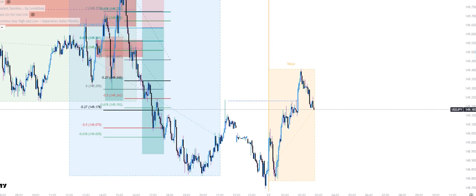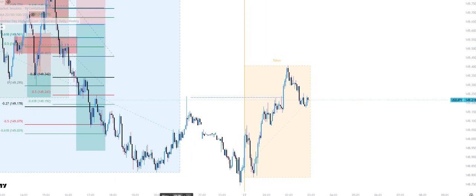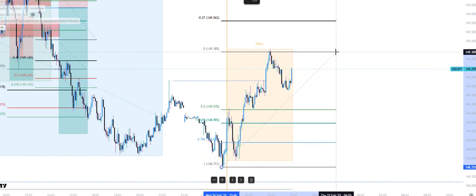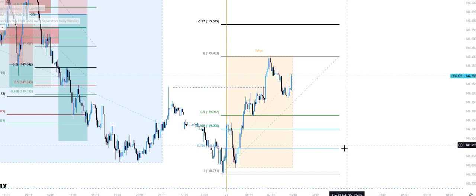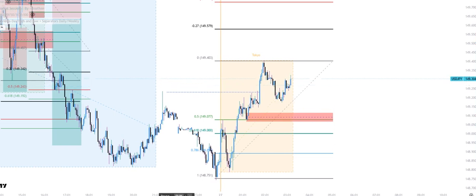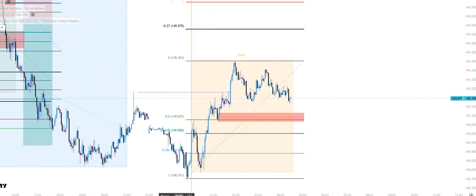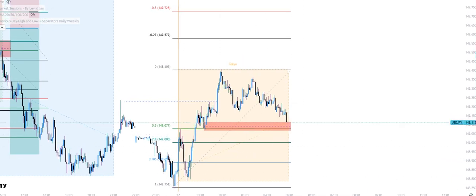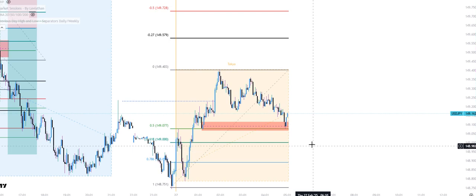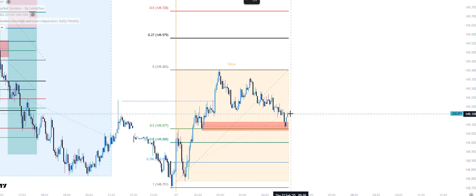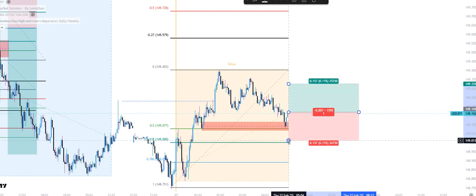Now what's happening? Now what we have is this low to this high. Okay, so 50%. Tap into the 50%. We are getting a bullish reaction. Nice bullish reaction there. Let's go on the higher time frame to see how this looks.